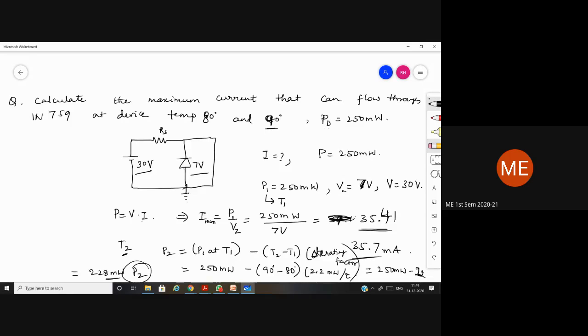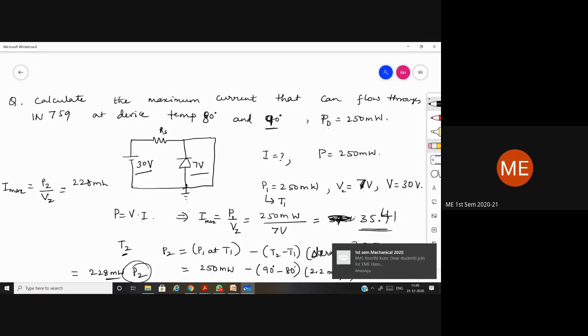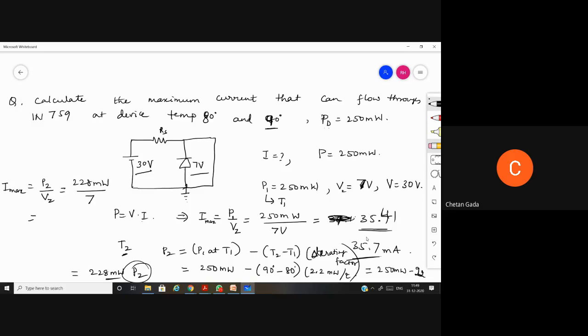Now use the same formula. Imax is equal to P2 by Vz. So 228 milliwatt by 7 gives 32.57 milliamps. So this is the value.